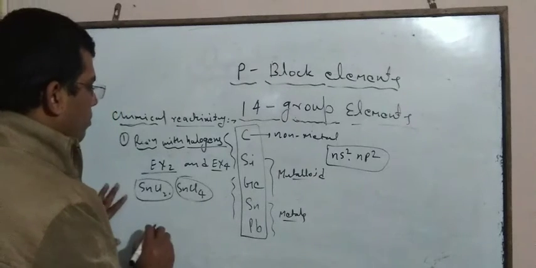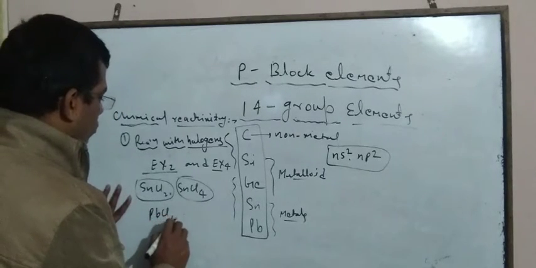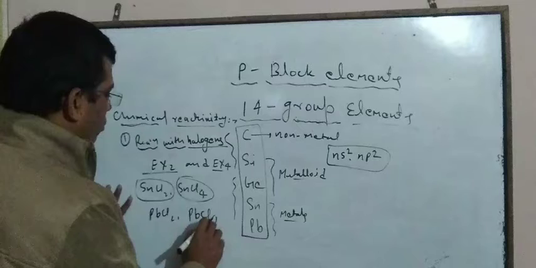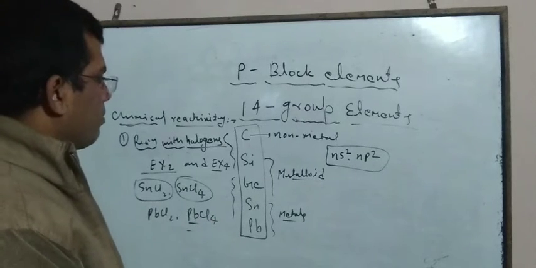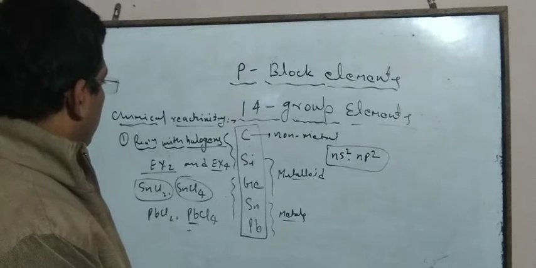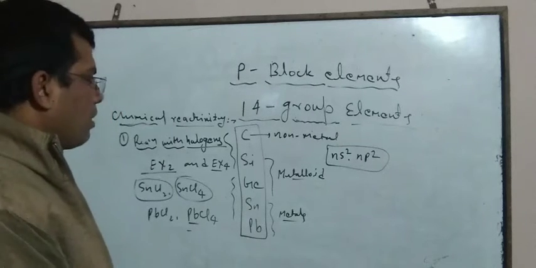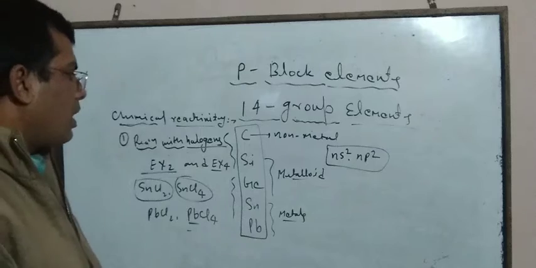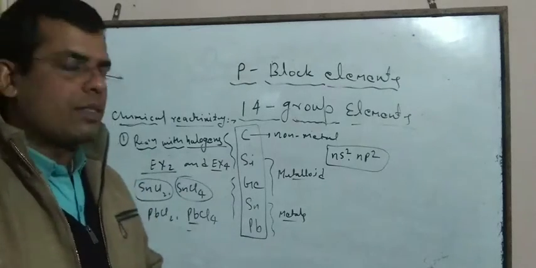Lead also forms PbCl2 and PbCl4 type of chlorides. So in this way, group 14 elements react with halogens to form EX2 and EX4 type of halides.